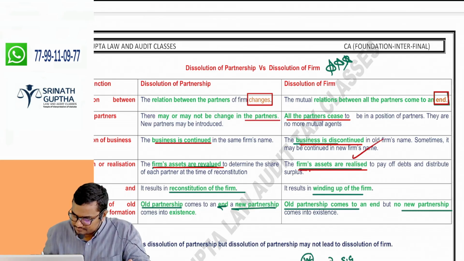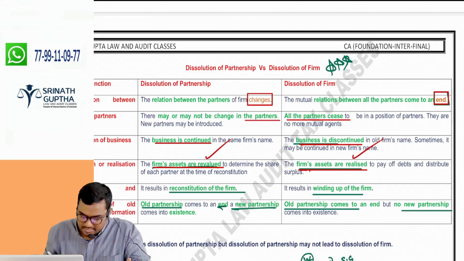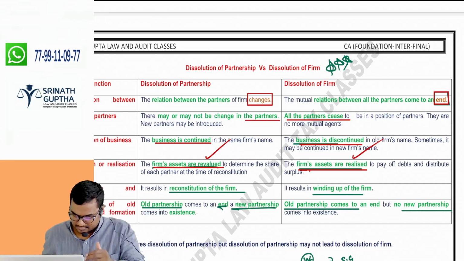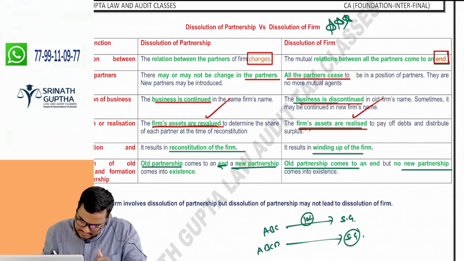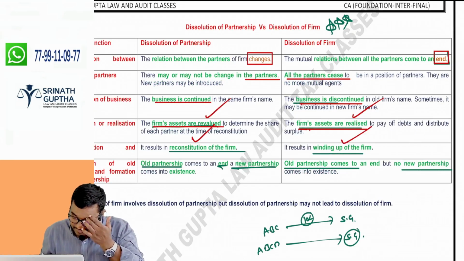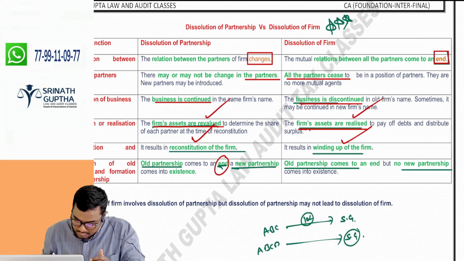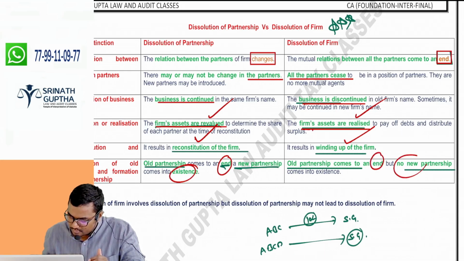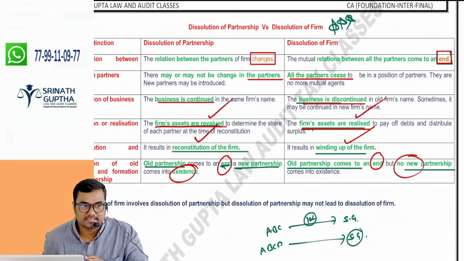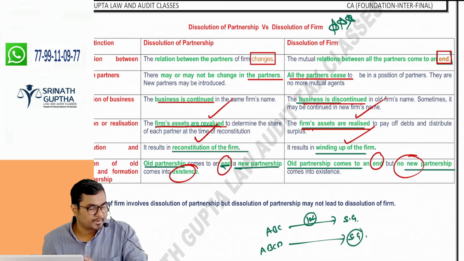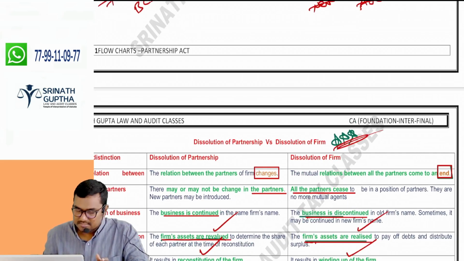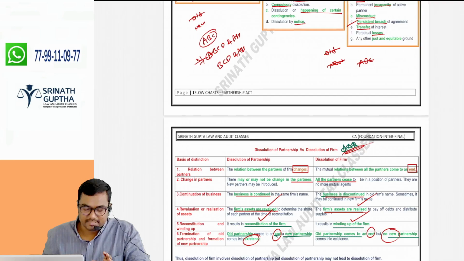Realizing means selling. Evaluating means historical cost minus depreciation, the current value. Here, it results in winding up of the firm. Old partnership comes to an end, and a new partnership comes into existence. This is the difference between dissolution of partnership and of the firm. I kept 3 stars; it is a question in the exam.